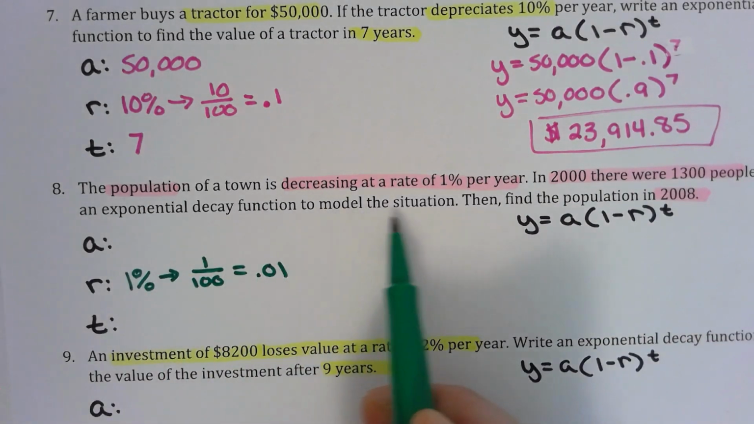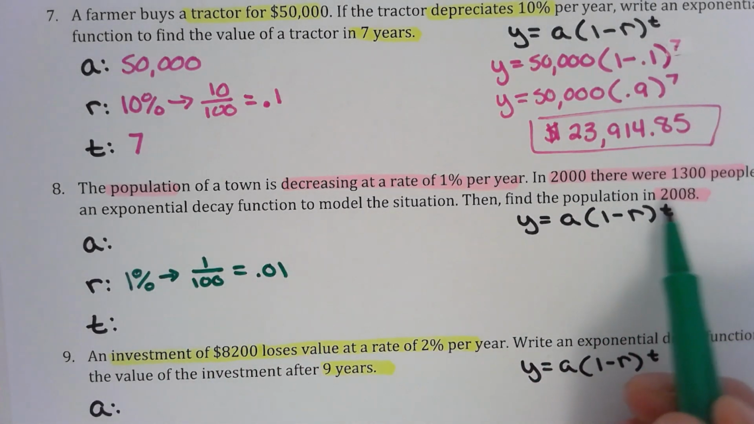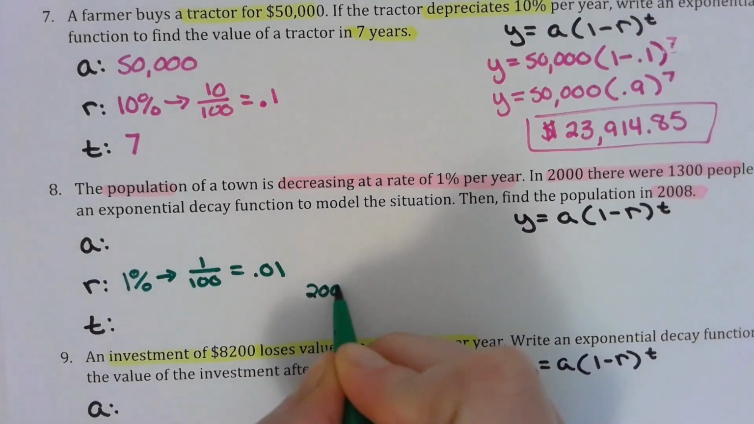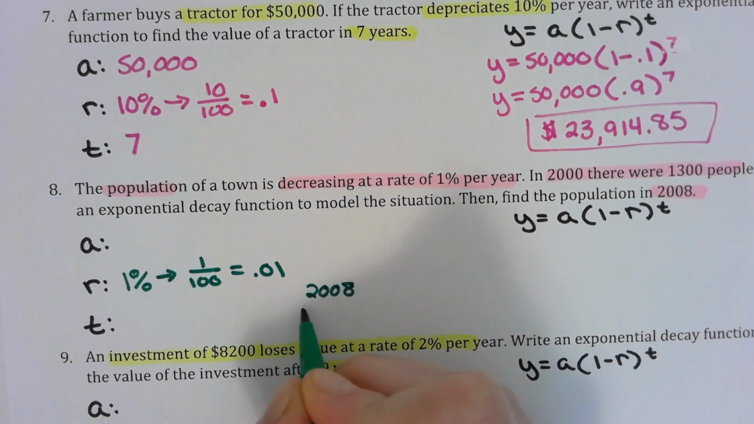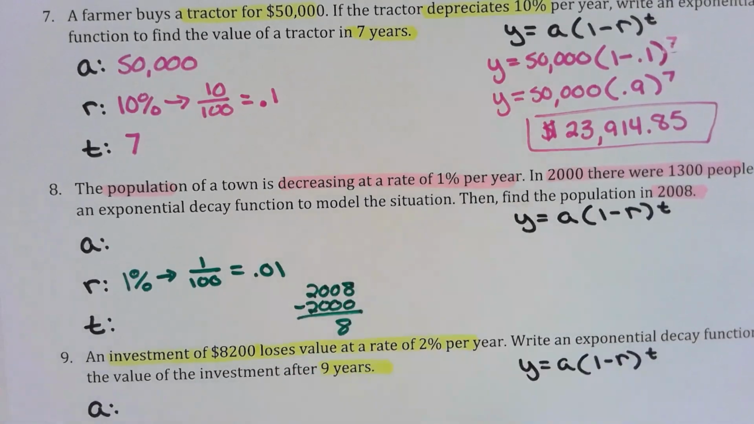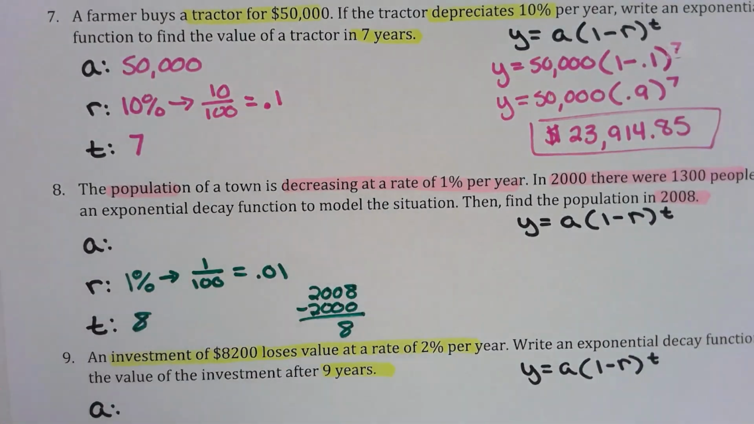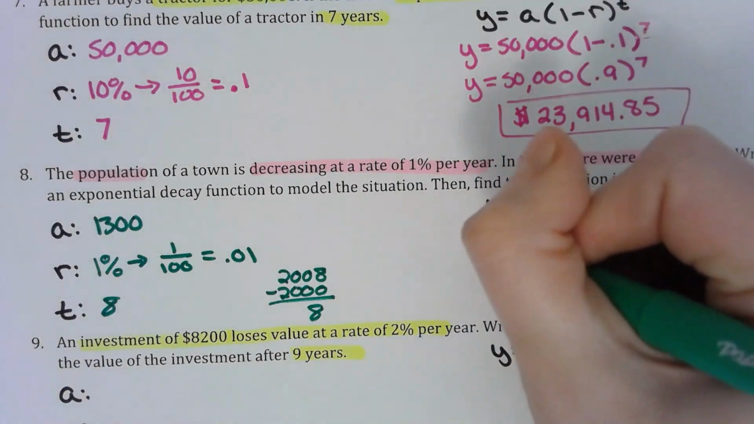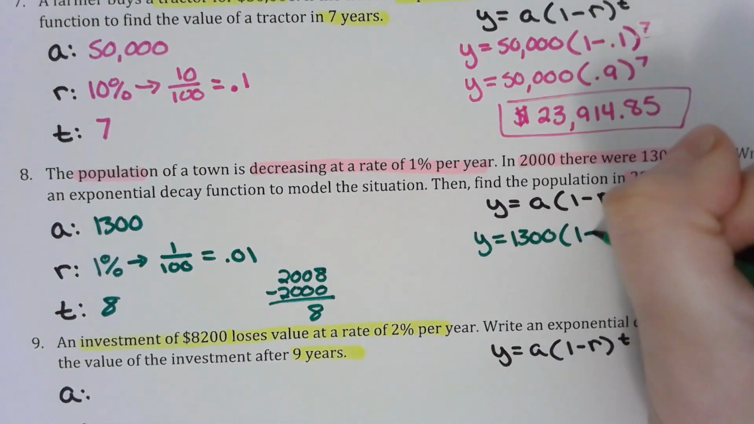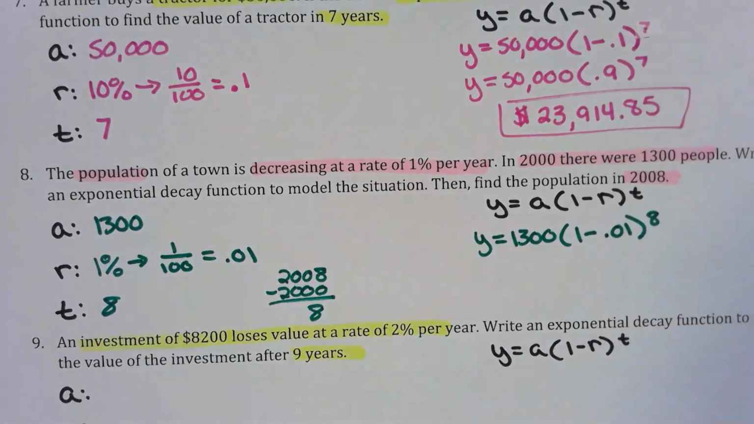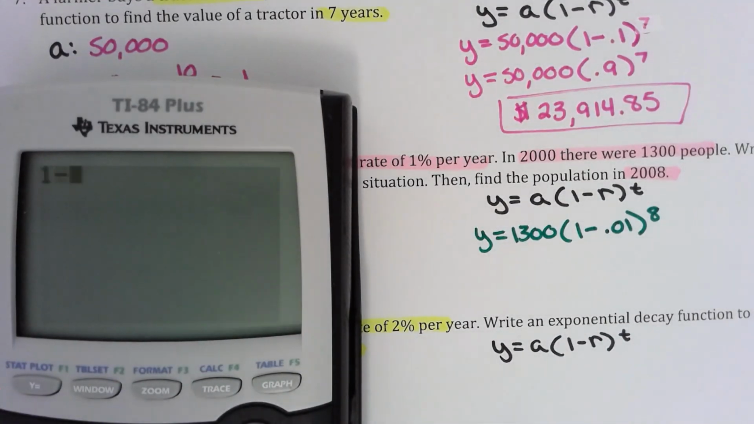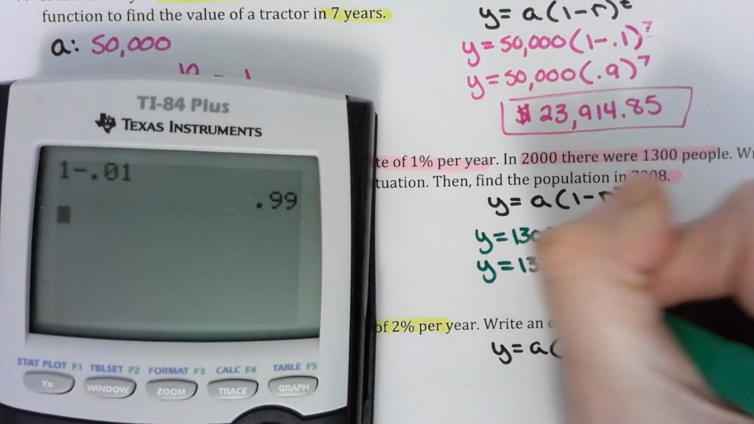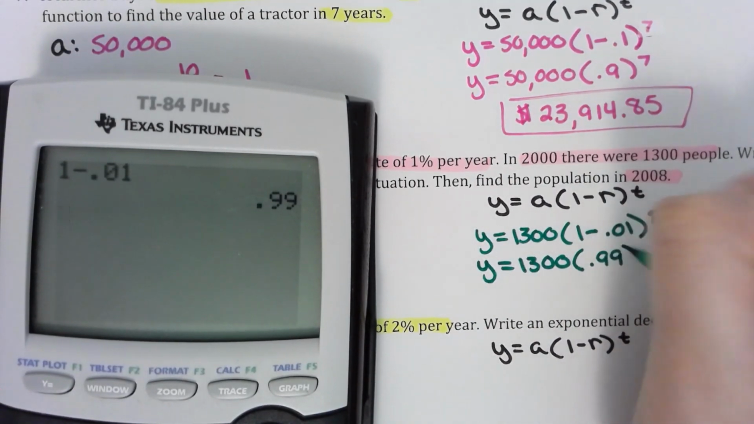Write the exponential decay function for whenever the population is in 2008. So that means for the time, we are doing the year 2008 minus the year 2000. That means we are looking at 8 years. Now, a is how many people there were originally, and they said there were 1,300. So let's plug that in. Like I said, I always like to plug this into my calculator to double check. That gives me 0.99. So y is equal to 1,300 times 0.99 to the 8th power.